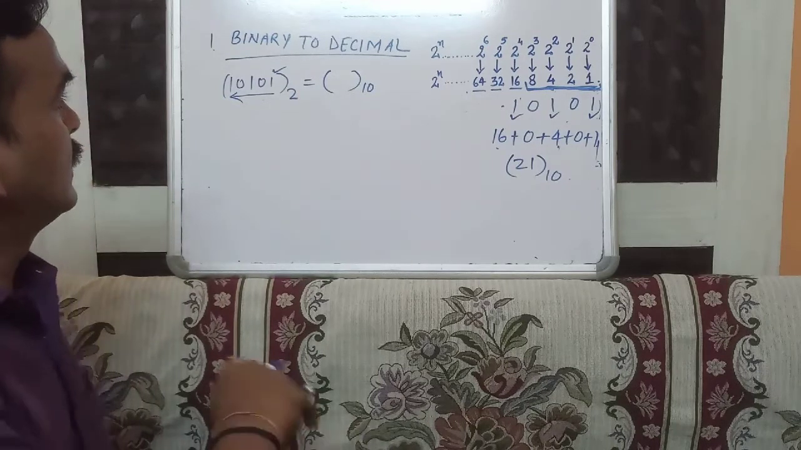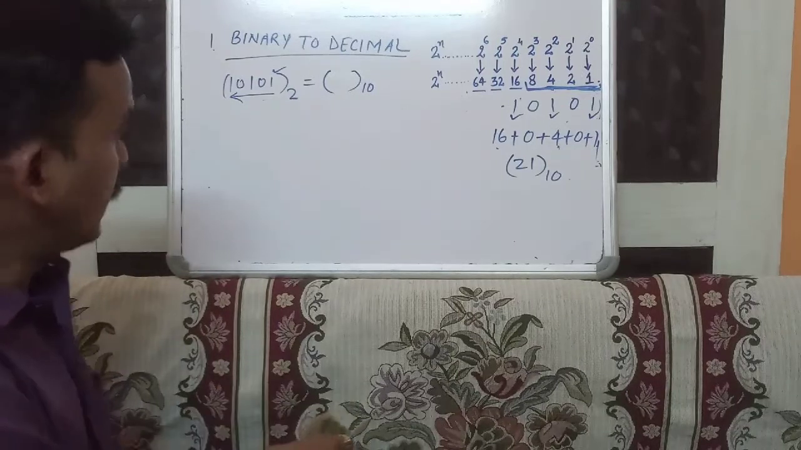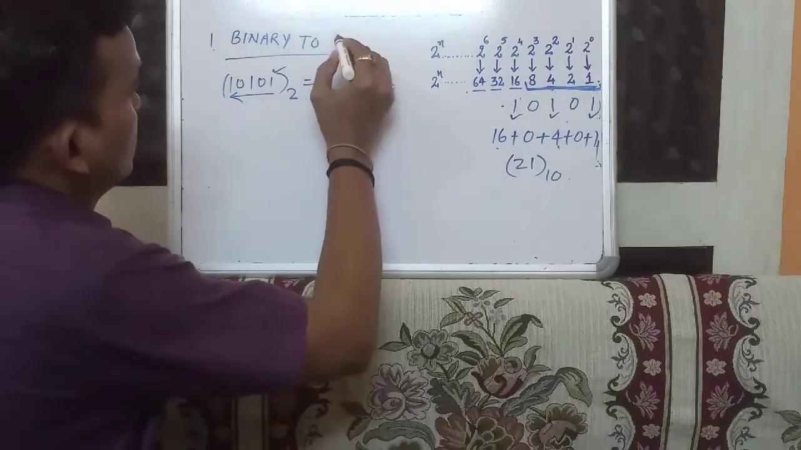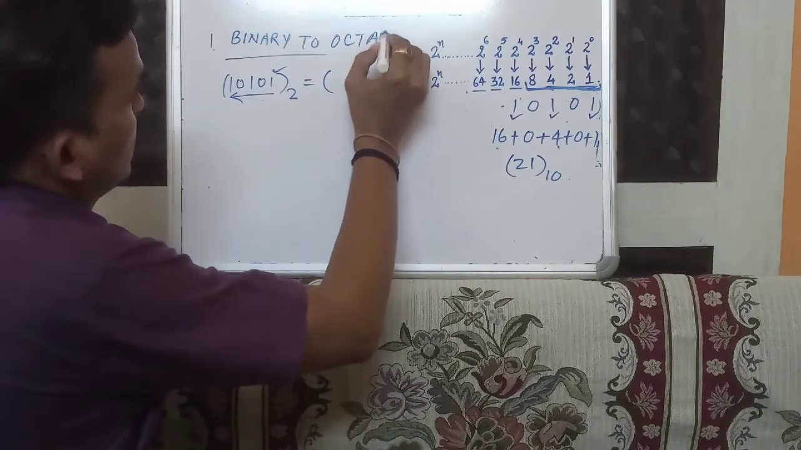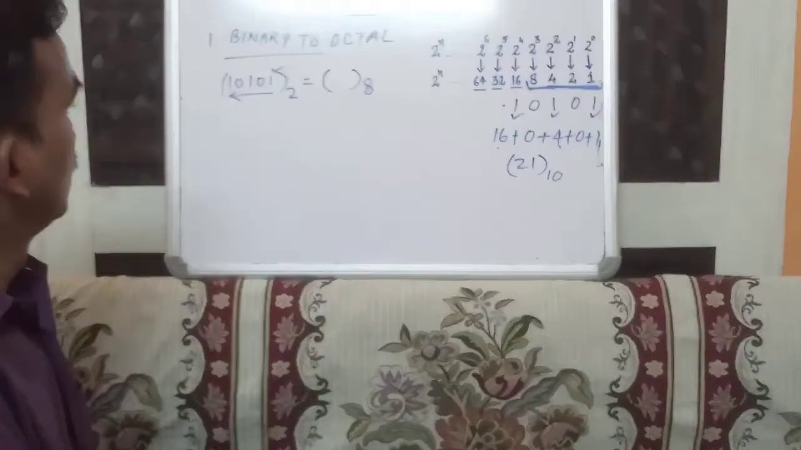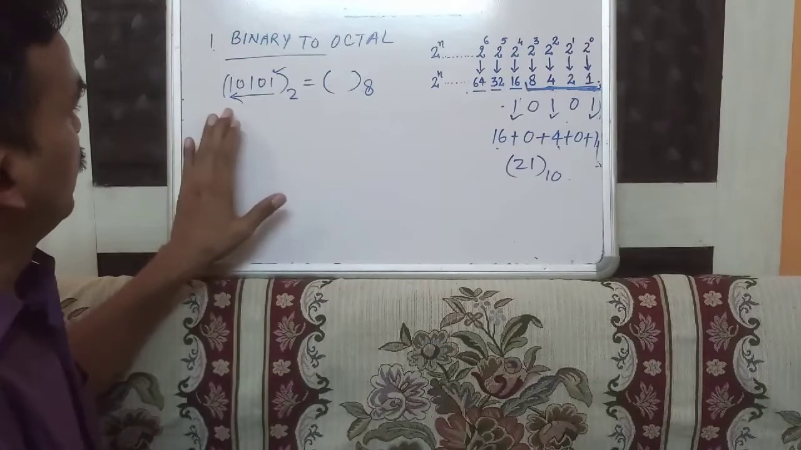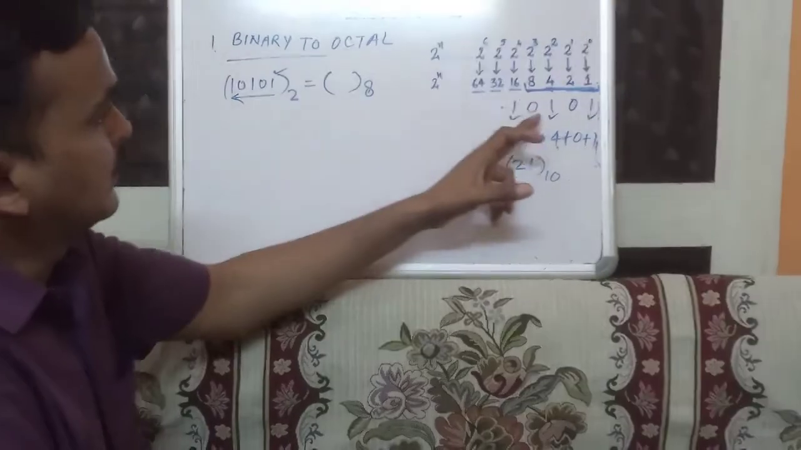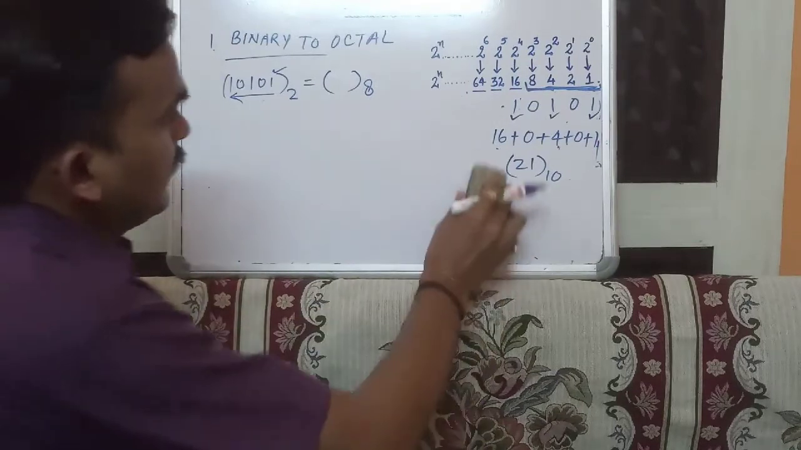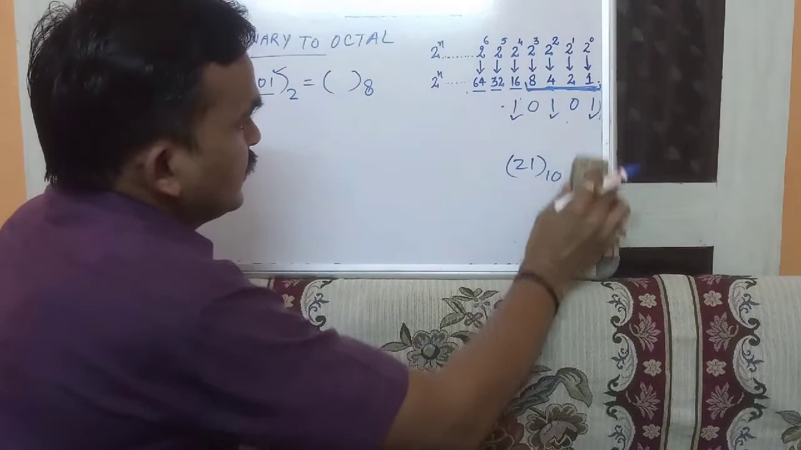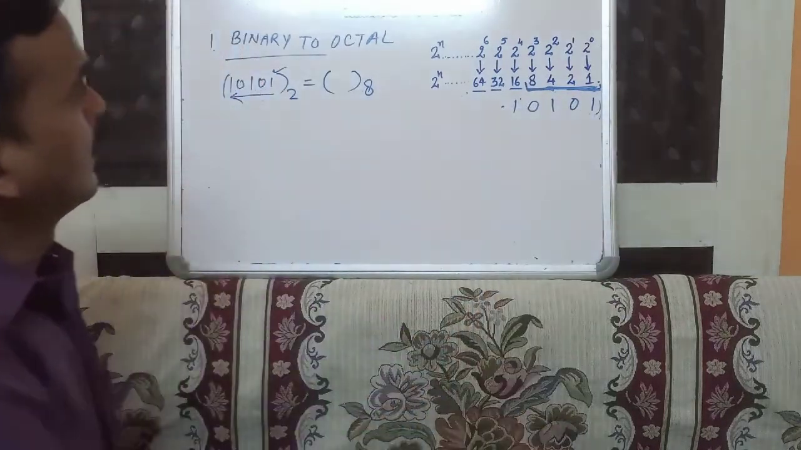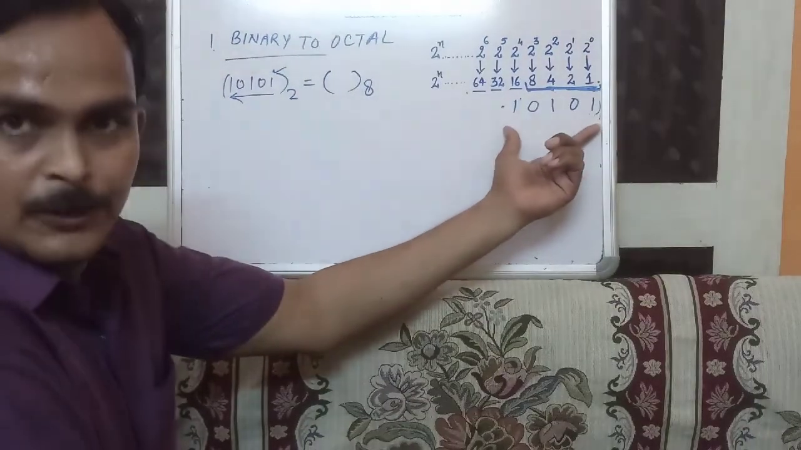Okay, if we talk about octal, then in octal, in place of decimal, we put the octal value. Octal is based on 8. So how will we calculate? We will put the binary into the number series likewise, but here we will have a little bit of change in the binary value.